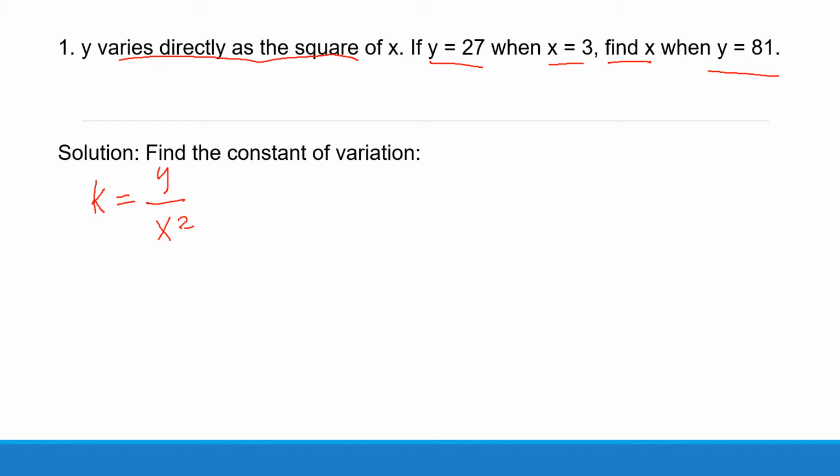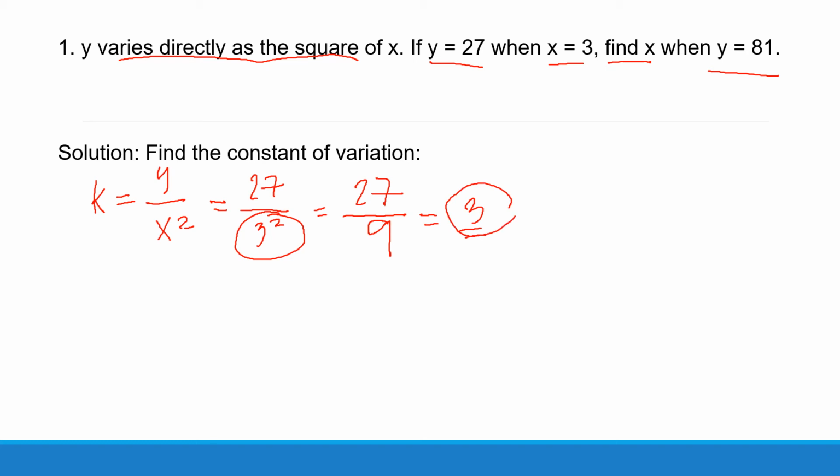Because it varies directly as the square, that's what it says, right? So given here our y, which is equal to 27, over our x, which is 3. So we change the x to 3, and we have 3 squared here. So we have 27 over 3 squared. What is 3 squared? 3 squared is equal to 3 times 3, which is equal to 9. So 27 divided by 9 is equal to 3.